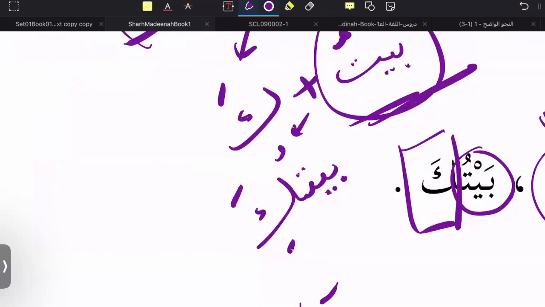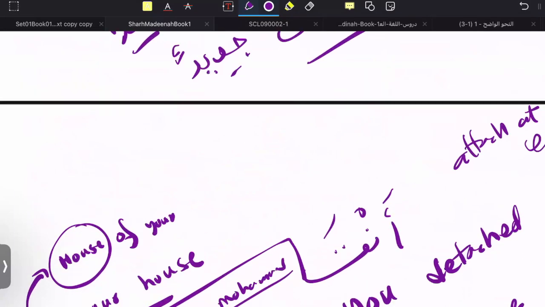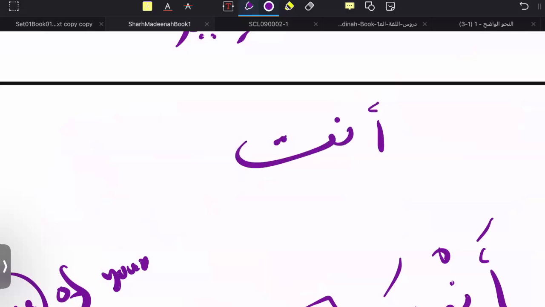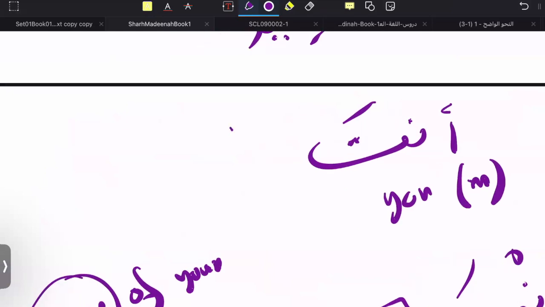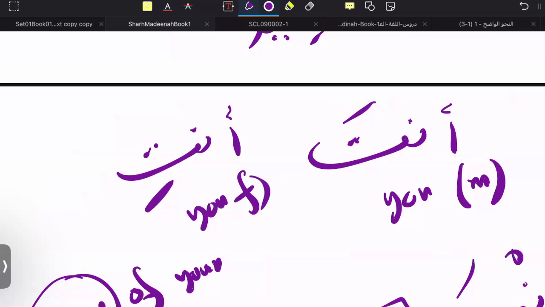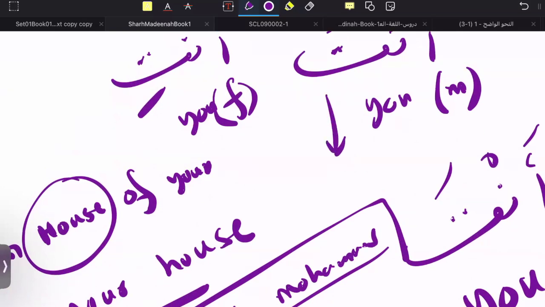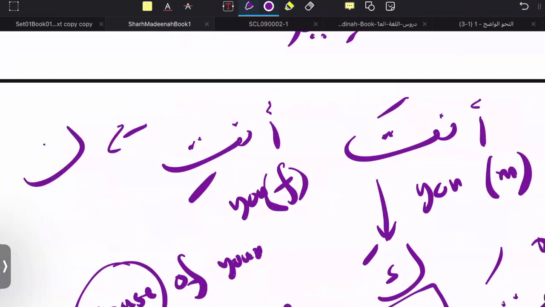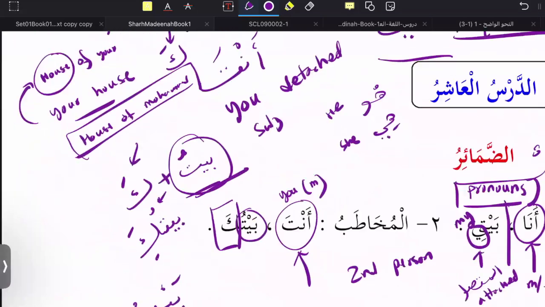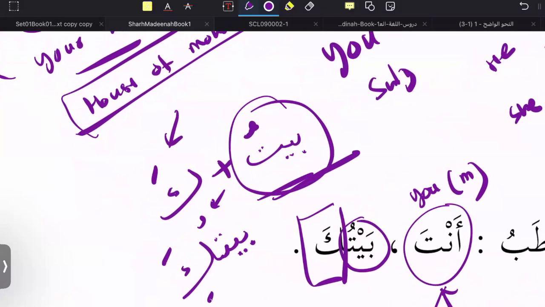When you say ki, this is actually another pronoun. So anta is for masculine, you for masculine, and anti is for you, feminine. So the attached or the possessive pronoun for anta is ka with fatha, and the attached pronoun for anti is kaf with kasra. So if we put a kasra here, the meaning changes. You're saying you're for feminine house, but that's not what we want to say. We want to say you're for masculine.